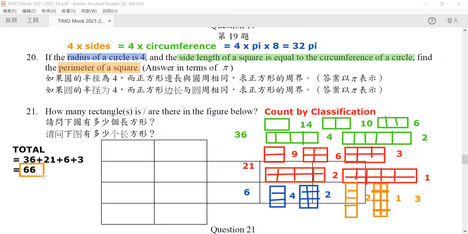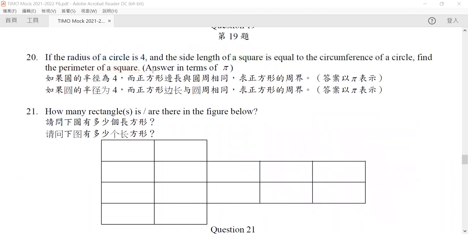Okay, so this is the answer for question 21. Now, question 21 is a little bit tedious. Later on in secondary school, we will learn about the inclusion-exclusion principle. We will learn about the representation, and then we will calculate it using the combinatorics coefficient, which we will see later. Okay, so let's go to question 22.